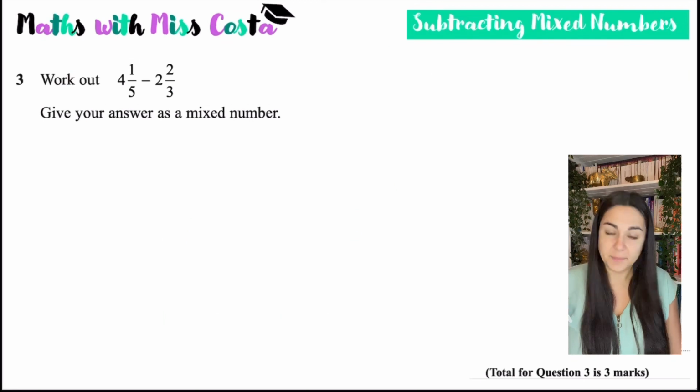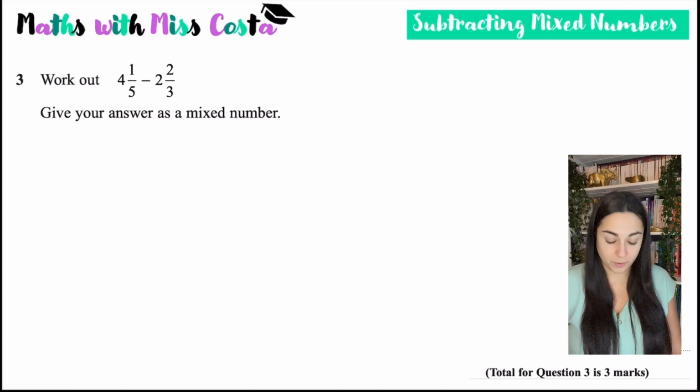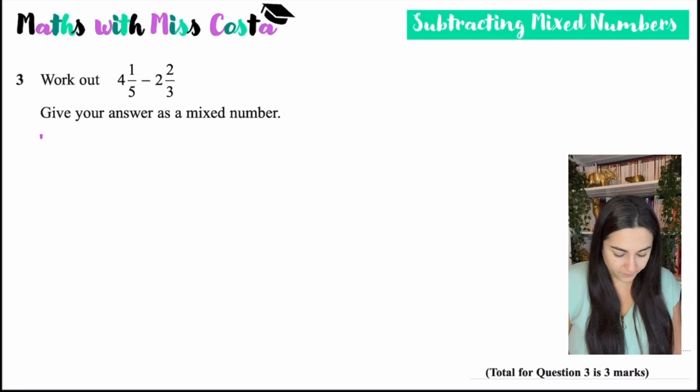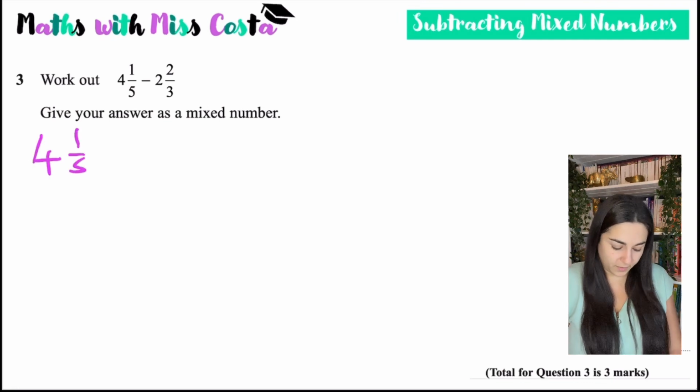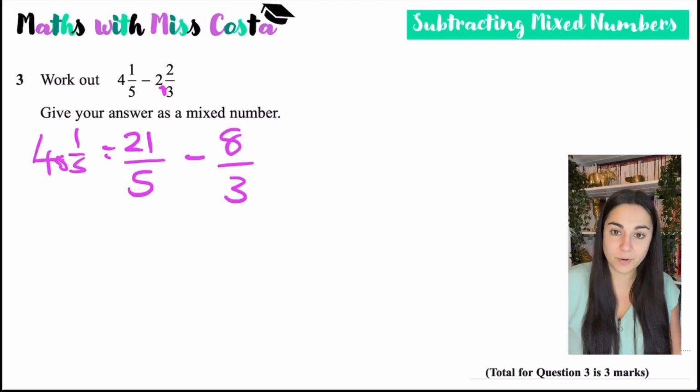Next, we've got subtracting a mixed number. So the first thing we want to do when we're subtracting mixed numbers is turn it into an improper fraction. So 4 1/5. What do I do? Well, I would multiply 4 by 5, which is 20, add the 1, so that would be 21 over 5. 2 2/3, I'd multiply the 2 by 3, which is 6, add the 2, which is 8, so that would give me 8/3.